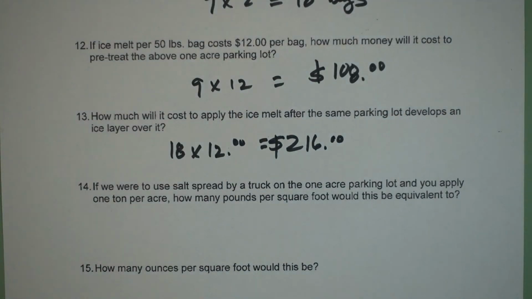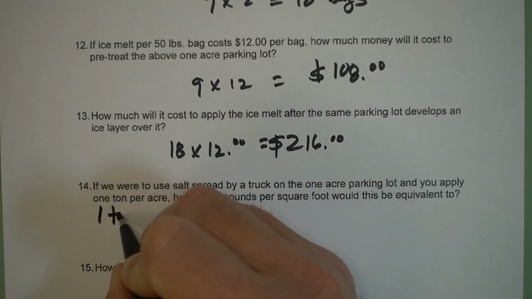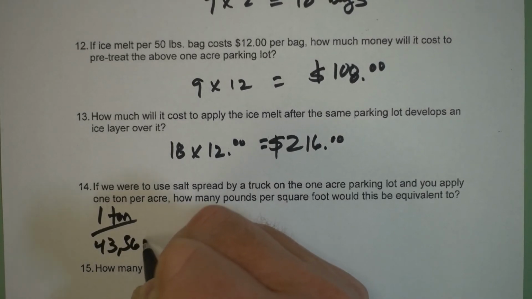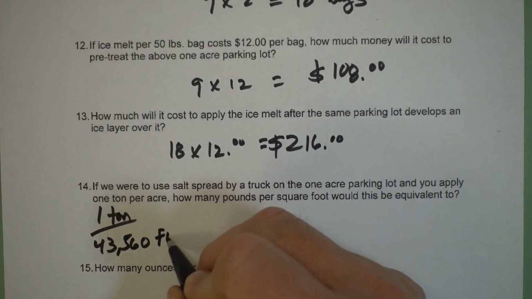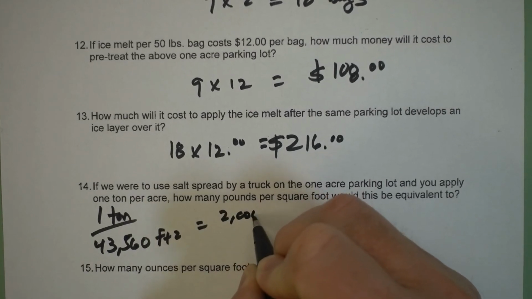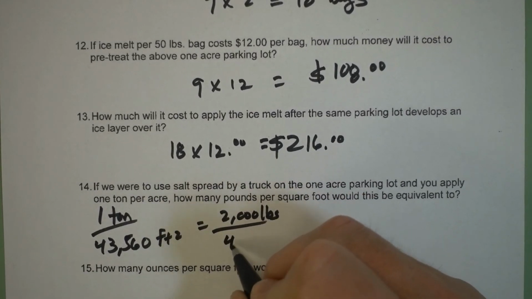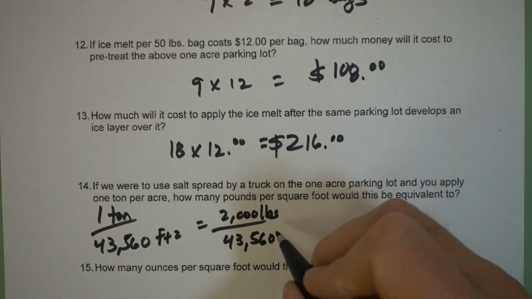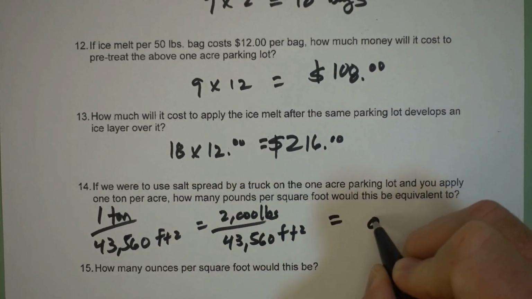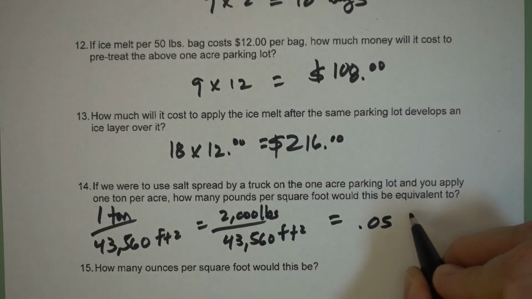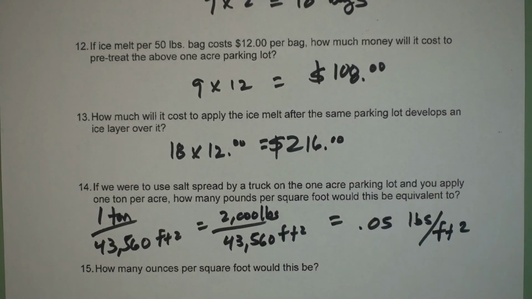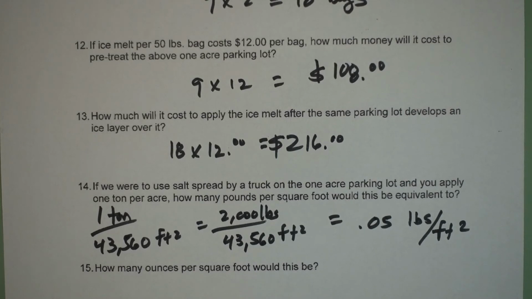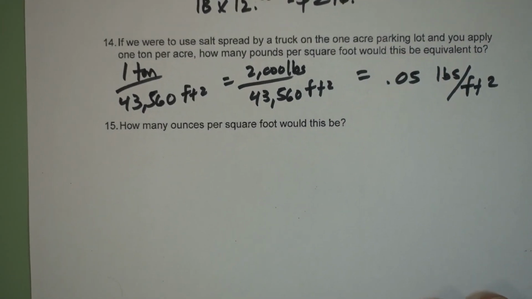Now, number 14. If we were to use salt spread by a truck on the 1 acre parking lot and you apply 1 ton per acre, how many pounds per square foot would this be equivalent to? 1 ton over 43,560 square feet equals 2,000 pounds per 43,560 feet, equals 0.05 pounds per square foot. And how many ounces per square foot would this be?